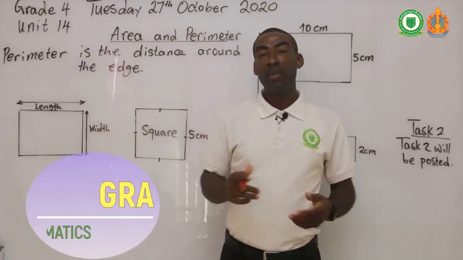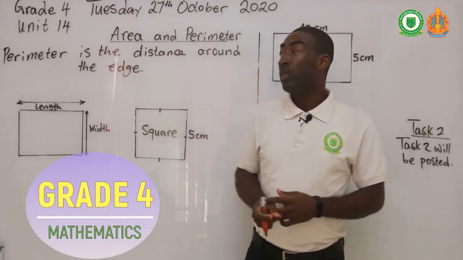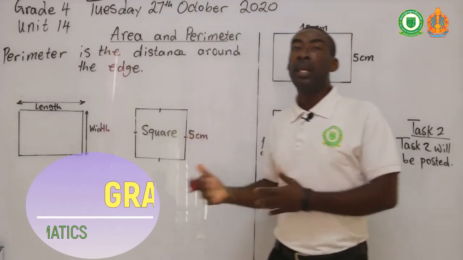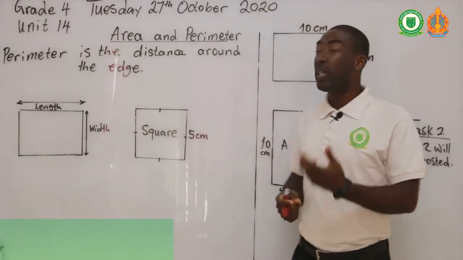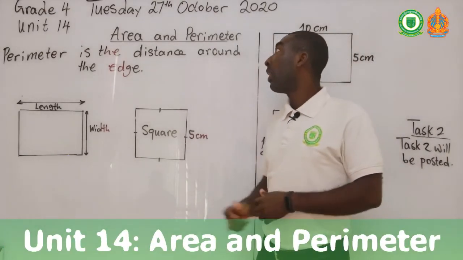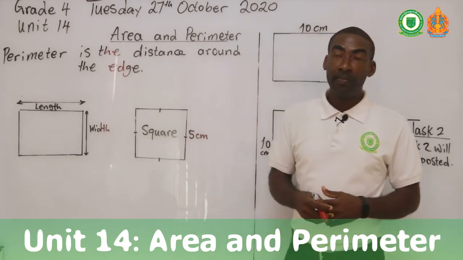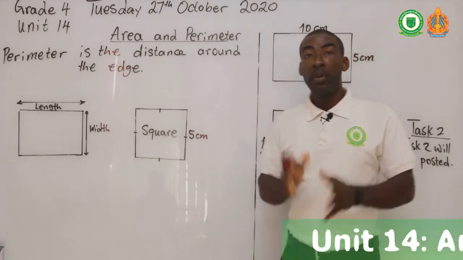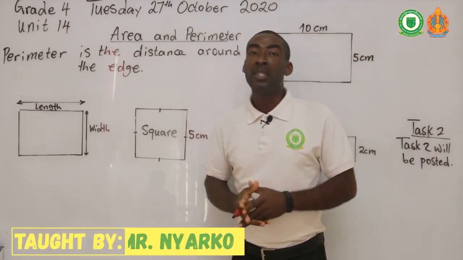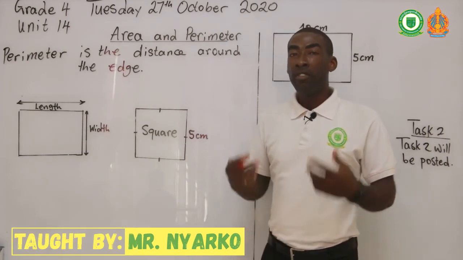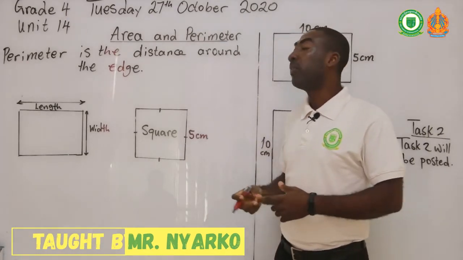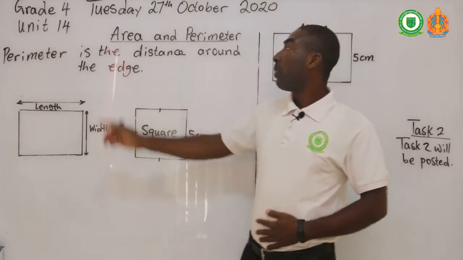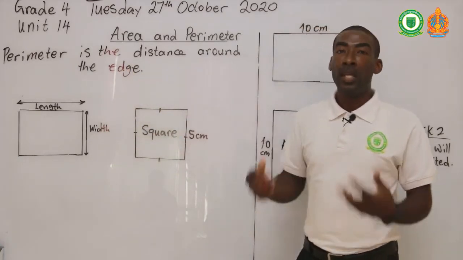Hello class, welcome to our second video. On this video, we will also look at the other aspect of our topic today. On the first one, we look at area, and now we are going to look at a perimeter. So, what is a perimeter? That's the first thing we need to understand, and then how we can find perimeter of our shapes. So, a perimeter is the distance around the edge.